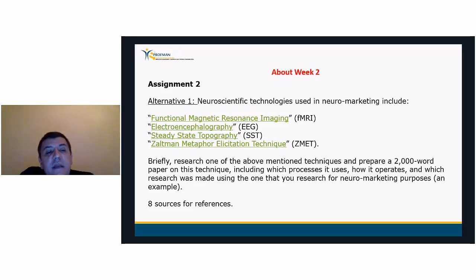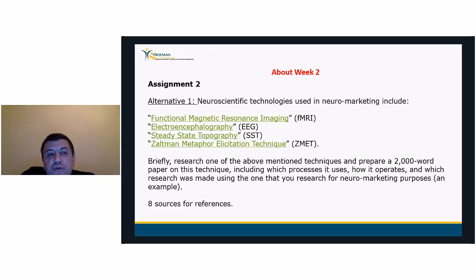What about the assignment 2 for the next week? There are 2 alternatives for the assignment 2. Each team will choose one of these 2 alternatives. Alternative 1, neuroscientific technologies used in neuromarketing: functional magnetic resonance imaging, electroencephalography, steady-state topography, and Zaltman metaphor elicitation technique. These are the neuroscientific technologies used in neuromarketing.